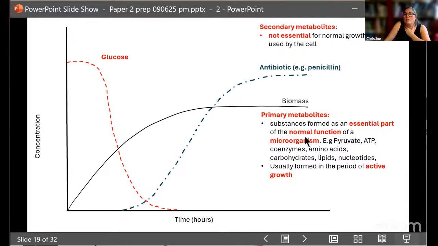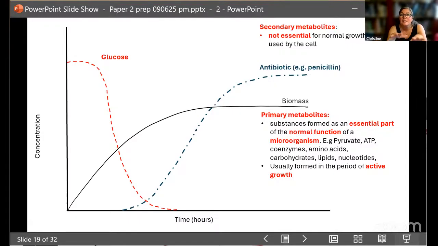The secondary metabolites and the primary metabolites is an important one. If they are talking about primary metabolites, these are things that are needed for essential functioning. So when a microorganism does glycolysis, when it takes the glucose down into the pyruvate, that pyruvate is a primary metabolite because it is an essential part of normal functioning. ATP, essential part, coenzymes, so wherever they go with that, if it is produced during the active growth, i.e. the log phase, then they are primary metabolites.